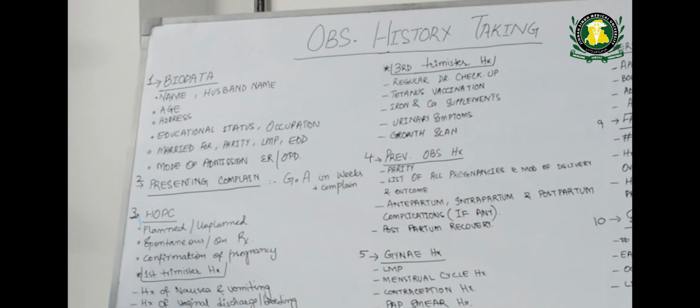Starting with the biodata, these points should be covered: name, husband's name, age of the patient, address of the patient, educational status, occupation, for how long she is married, parity of the patient, last menstrual period, expected date of delivery and mode of admission, that is whether she is admitted via ER or OPD.